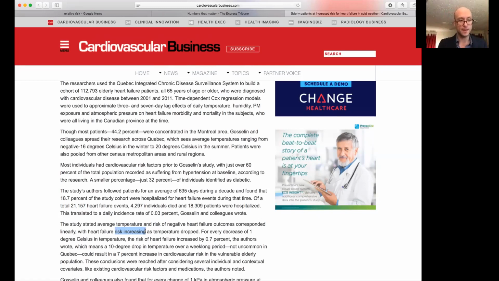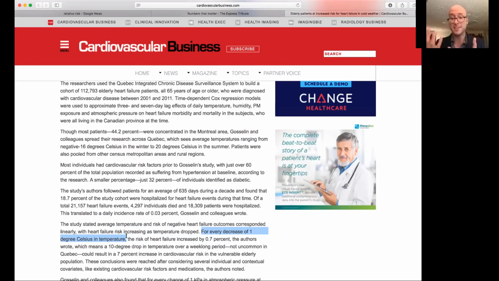So anyway, I just thought that was interesting. They showed that for every 1 degree Celsius decrease in temperature, in other words, the lower the temperature, the risk of heart failure increased by 0.7%, which means, and then they interpret it, a 10-degree drop in temperature over a week-long period, not common in Quebec, could result in a 7% increase in cardiovascular risk.